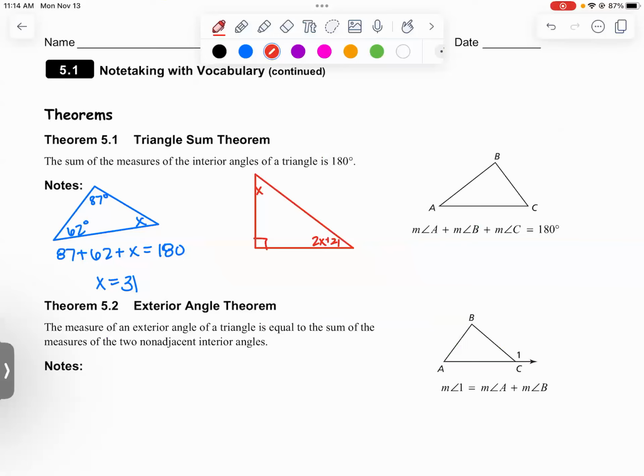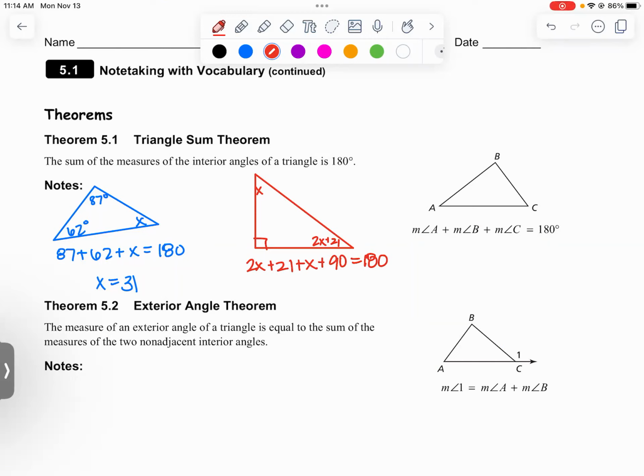Then how do I solve for X? 2x plus 24 plus x plus 90 equals 180. That's 21. It's fine. I also thought it was 24. That's 21. It's a 21.